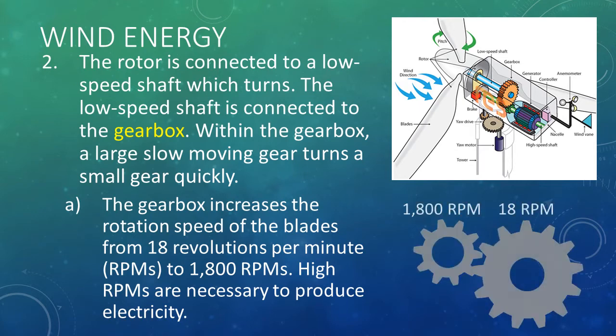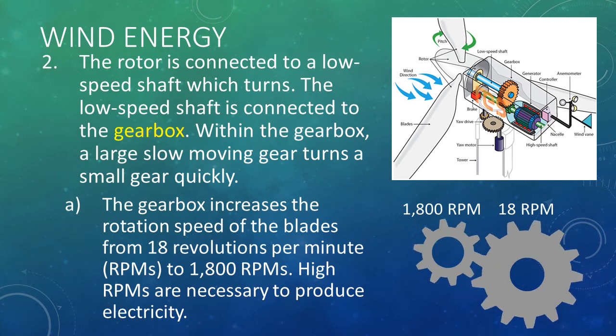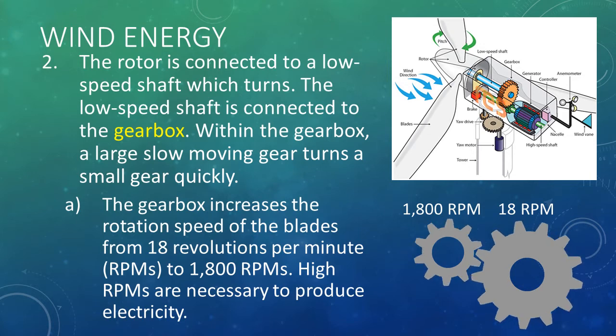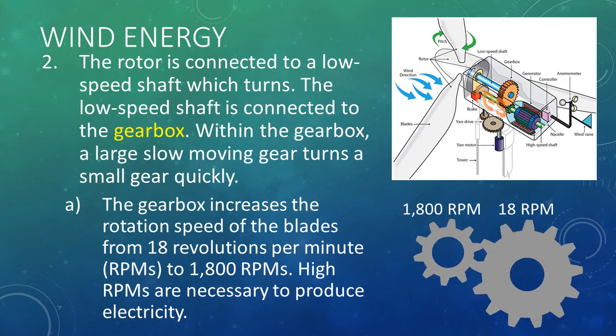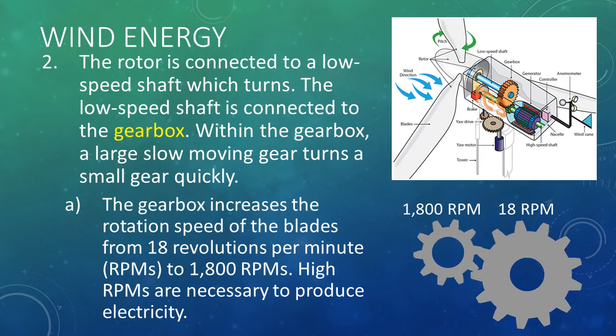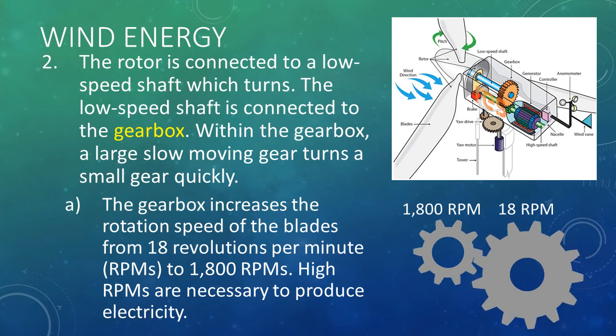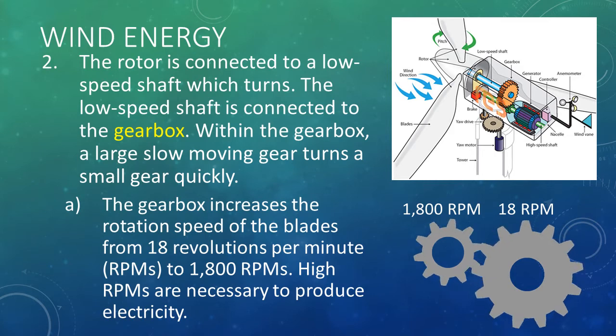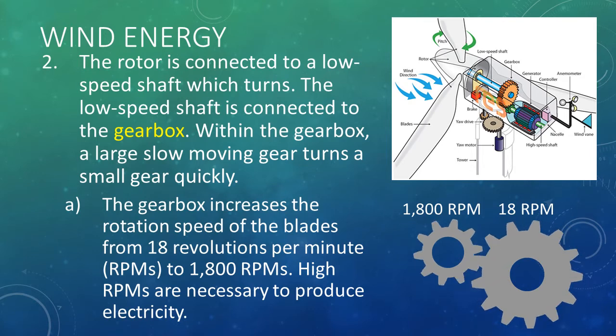So what does this look like? Looks like this. We see the bigger, slower gear turning at 18 RPMs, and the smaller gear, which is connected to it, is spinning faster at 1,800 RPMs. Now this is a little example. It's not really spinning 1,800 RPMs. But it gives you an idea of how one big gear allows for a smaller gear to move more quickly.